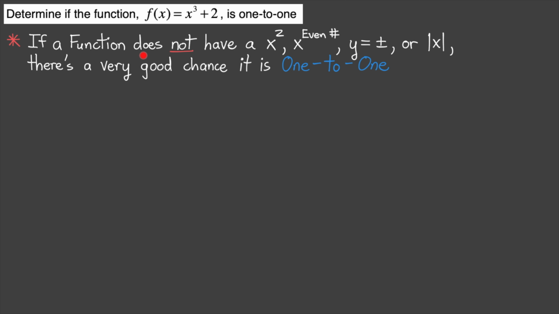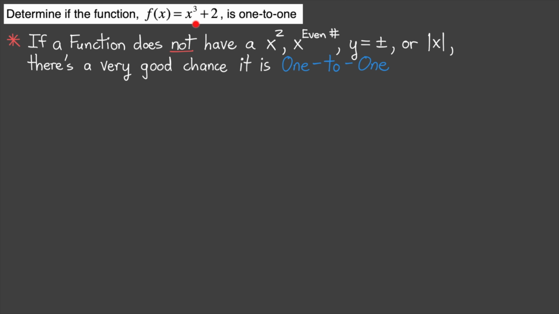So if a function does not have an x squared, x to the even power, which it doesn't in this case, or y equals plus or minus, or an absolute value of x, there's a very good chance it is 1 to 1. Okay, so it's not for sure, but there's a very good chance it is 1 to 1 if it doesn't have any of these things. And our function here doesn't have any of these. So just by looking at that, I would probably say that there's a high likelihood that this function will be 1 to 1. Okay, so how can we confirm?